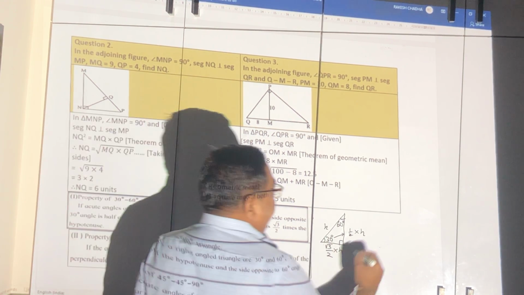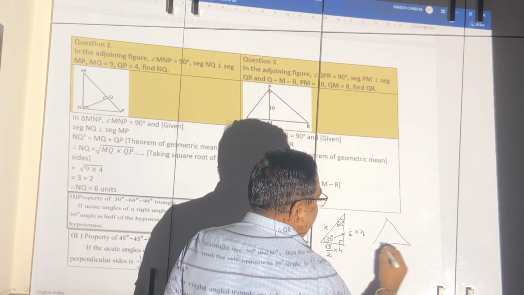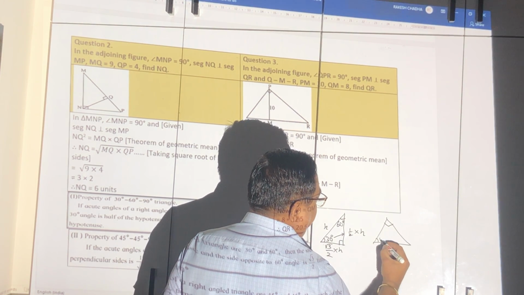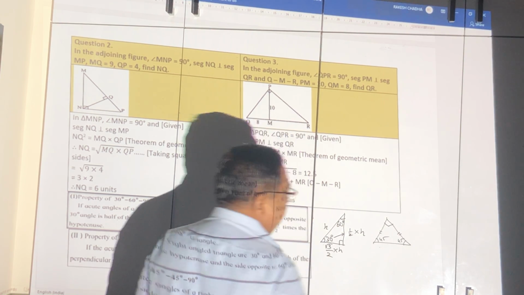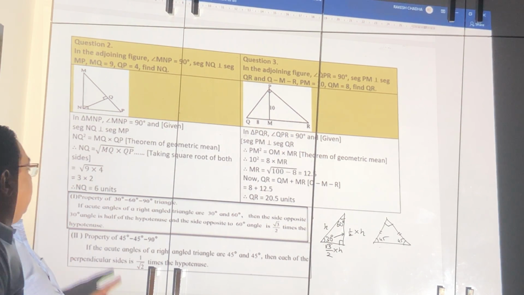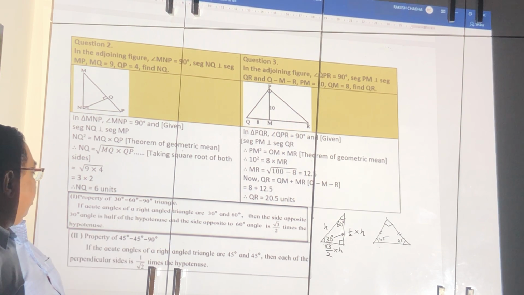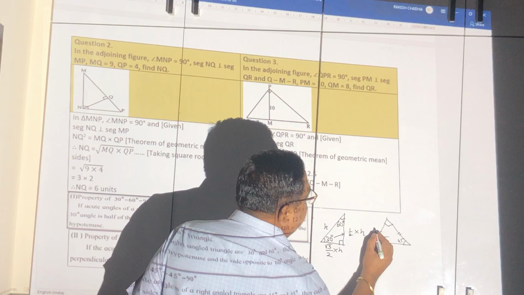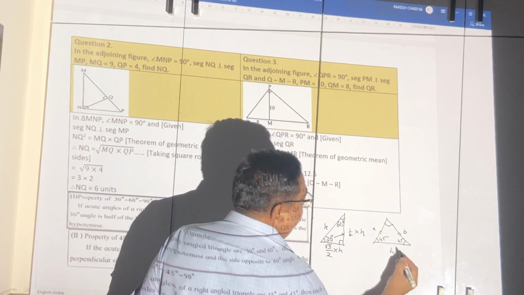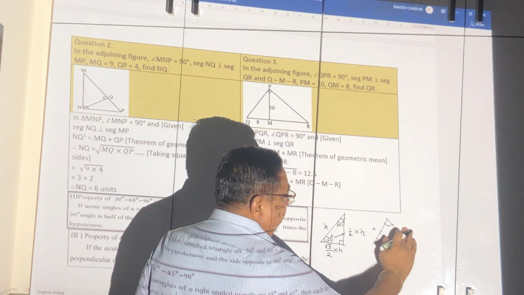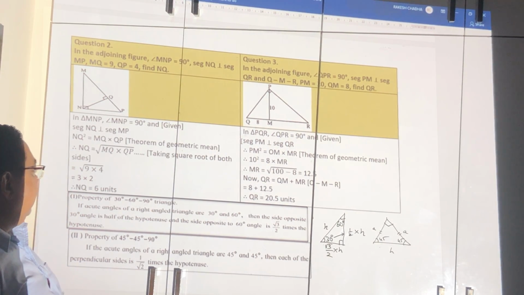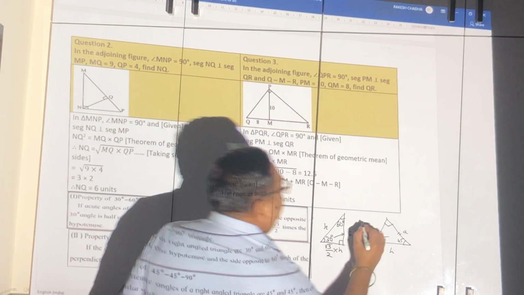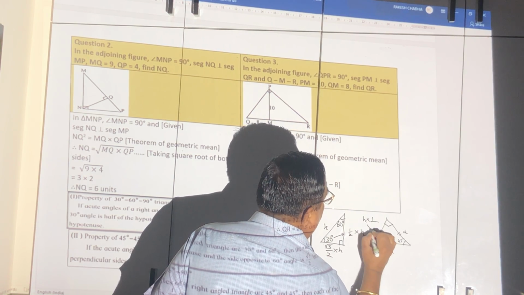Second triangle we have is the 45, 45, 90 triangle. This is 90, this is 45, and this is 45. As you know, these are isosceles. These are equal. Okay? If the acute angles are 45, each of the perpendicular sides, this and this, is hypotenuse into 1 upon root 2, my friend. By the way, I should not write B, this is also A, because it is an isosceles triangle.